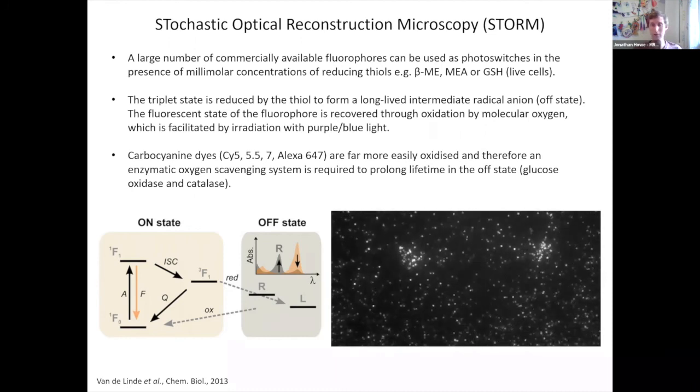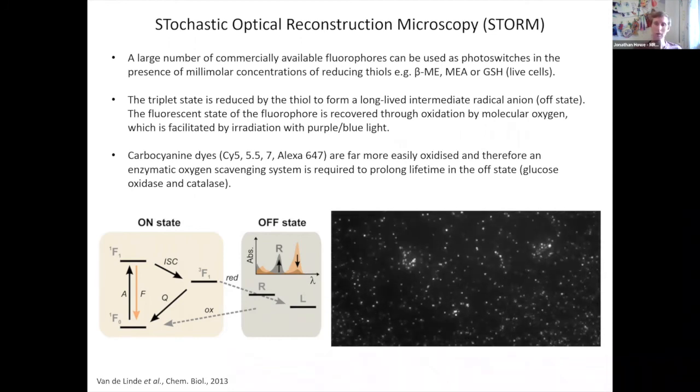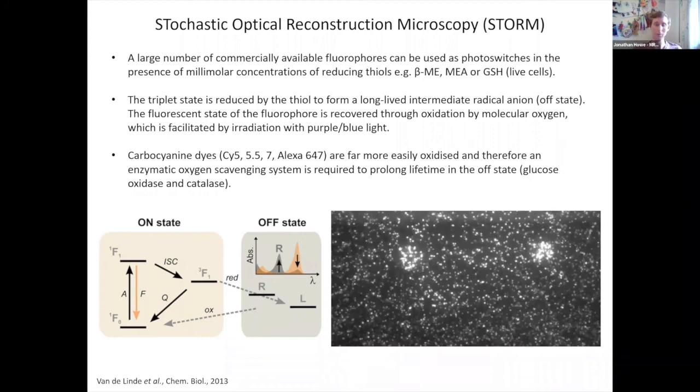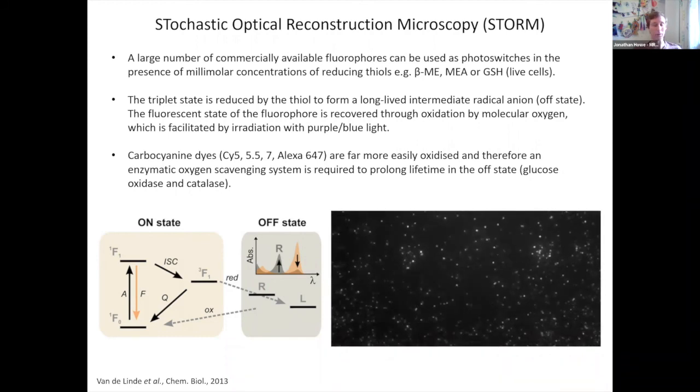And I can modify the density of the blinking events by pumping in more and more 405 or UV light. So it's nice because it's tunable. You can increase the density of the blinks so that they're sufficiently dense that you get lots of localizations in each frame of the movie, but not so dense that the localization precision is affected by the overlap of the molecules.